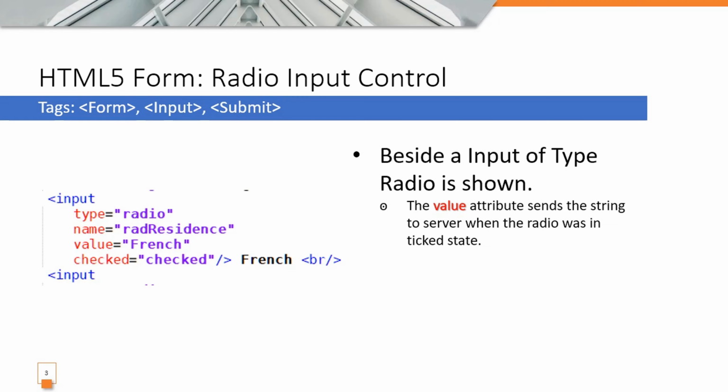The value attribute sends the string to the server when the radio button is in the ticked state. This happens while you submit the form. The checked attribute is used to set the default value.